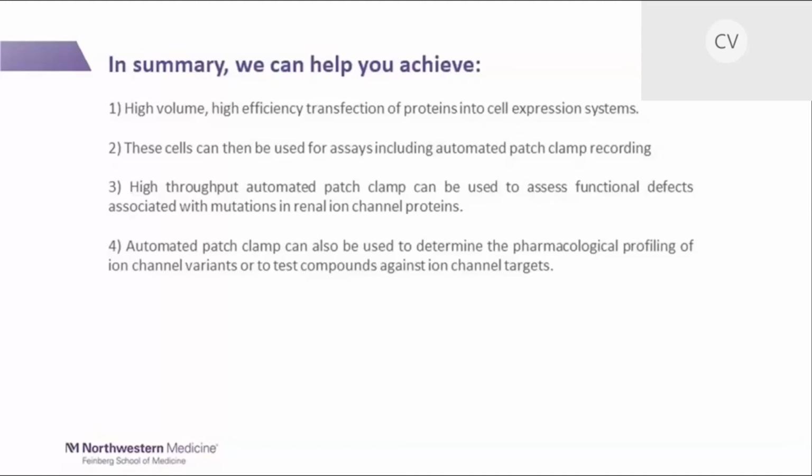The cells that can be generated by the transfection can then be used for assays, including automated patch clamp recording. A high-throughput automated patch clamp can be used to assess functional defects associated with mutations in renal ion channel proteins. And finally, automated patch clamp can also be used to determine the pharmacological profiling of ion channel variants or to test specific compounds that you may have against specific ion channel targets.